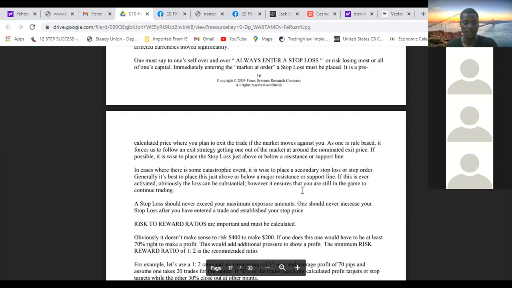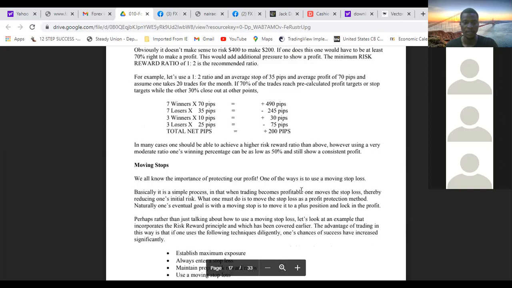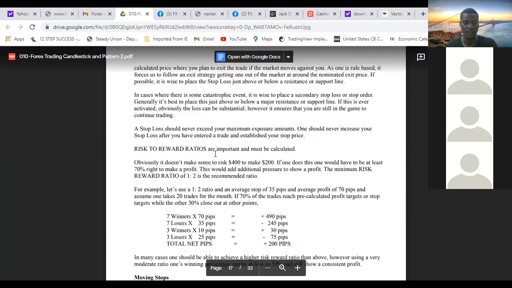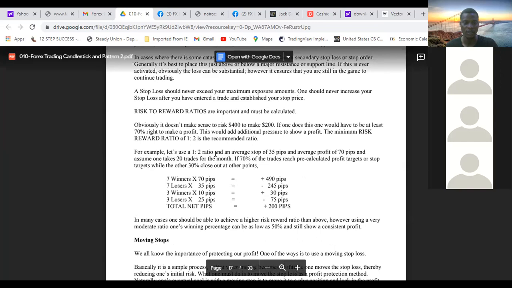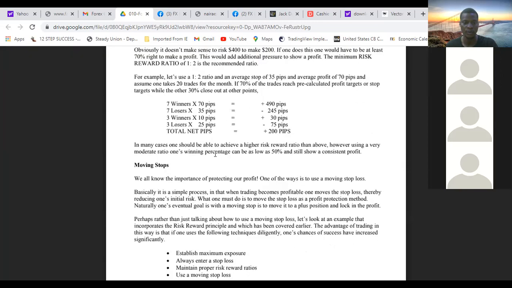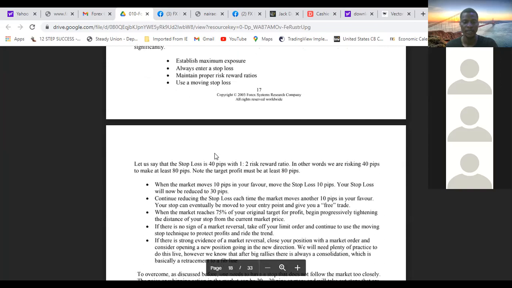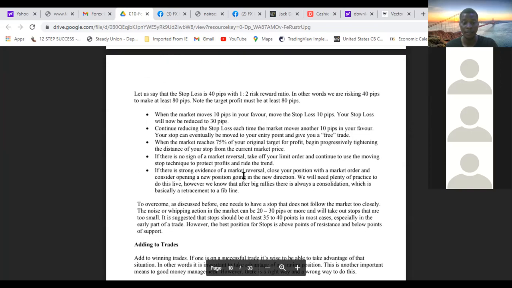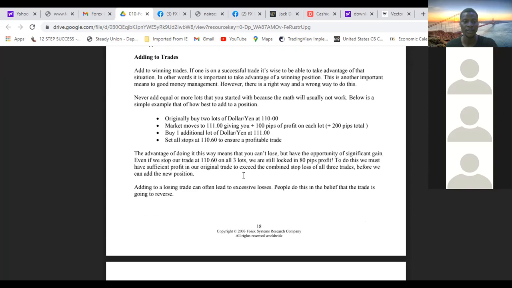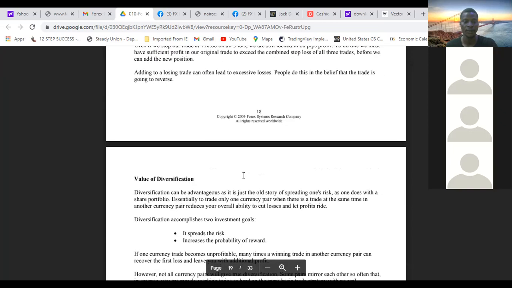We discussed all this, it's in the notes. The risk to reward of 1 to 2, and if you do the maths, you will always win. Even if you place about 10 trades and you win only 4, if you are risking a risk to reward of 1 to 2 at least, you're still going to be in profit.